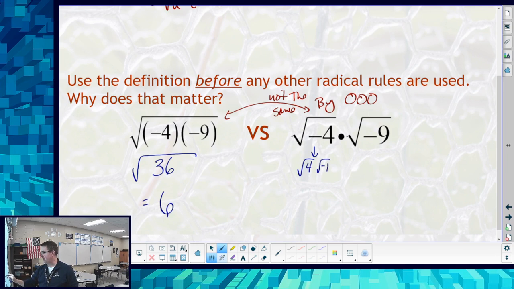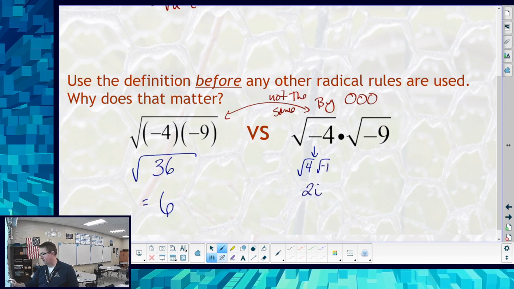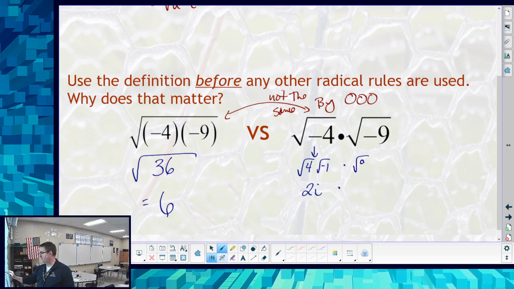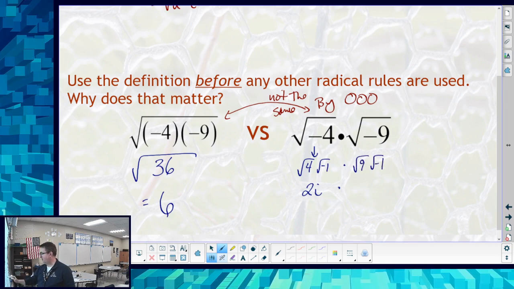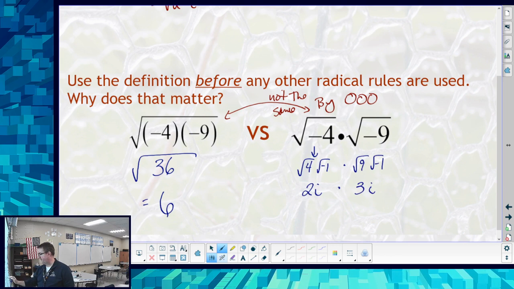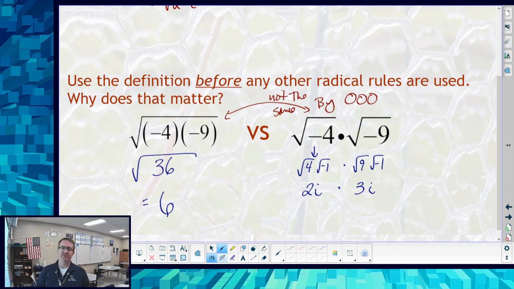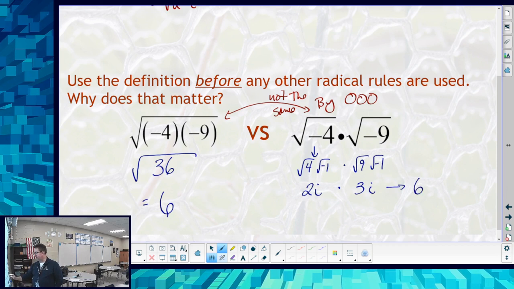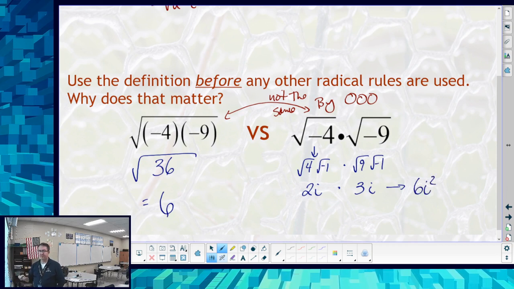to be more than you need to write down. That's going to break down into 2i. And then I'm going to multiply that by the square root of 9, again, square root of negative 1, so that's going to turn into 3i. So when I multiply 2i times 3i, everybody's like, isn't that just 6? And the answer is no, because I'm going to get 6i squared.